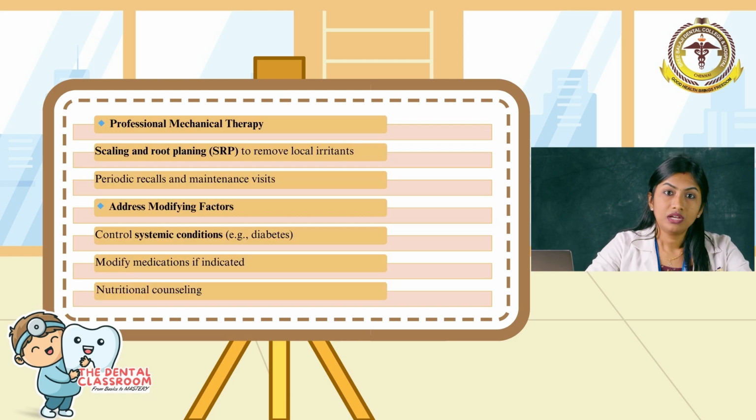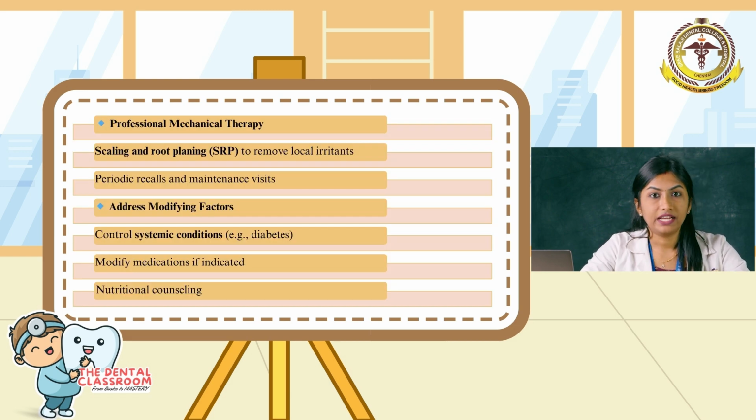So next is the professional mechanical therapy, which is scaling and root planing, that is going to remove the etiological factors which are causing the inflammation, and periodic recalls and maintenance are important in order to assess the periodontal disease progression. We should also address the modifying factors as we discussed in the differential diagnosis, being the nutritional and systemic deficiencies, genetic factors, and any traumatic lesions or neoplastic lesions. All the contributing or modifying factors have to be addressed in order to reduce the recurrence and maintain the healthy state of the gingiva.